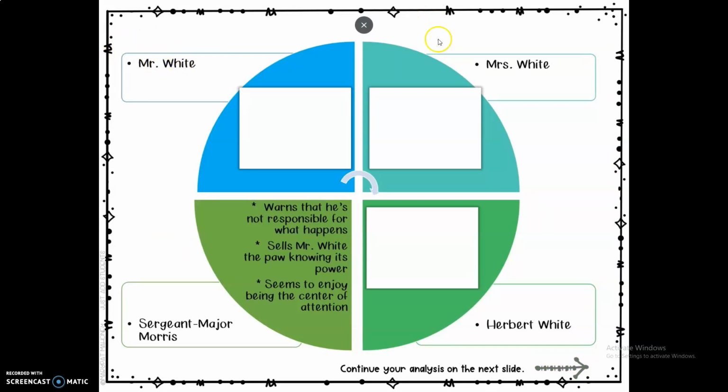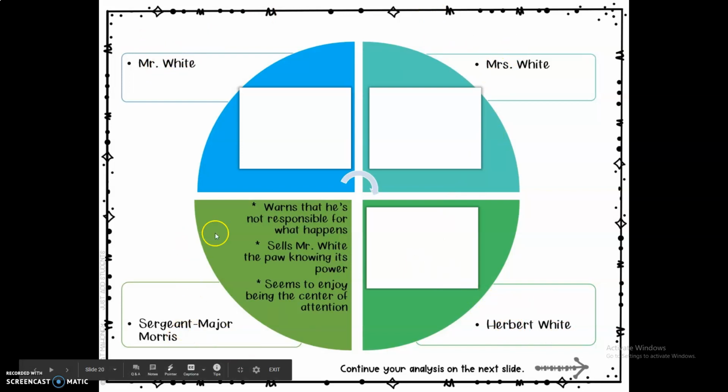We have Mr. White, Mrs. White, and Herbert White, and Sergeant Major Morris has been done for you. So these are things that show us what kind of person Sergeant Major Morris is. And if you remember, this is indirect characterization. So he warns them he's not responsible for what happens. He sells Mr. White the paw, knowing its power, and he seems to enjoy being the center of attention.